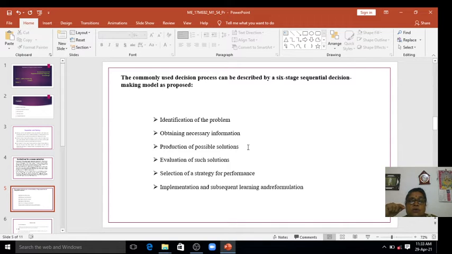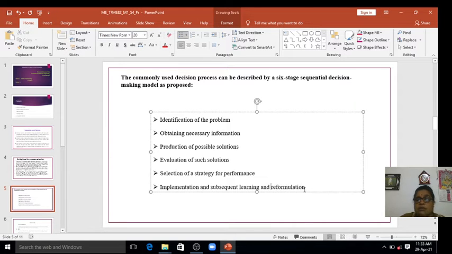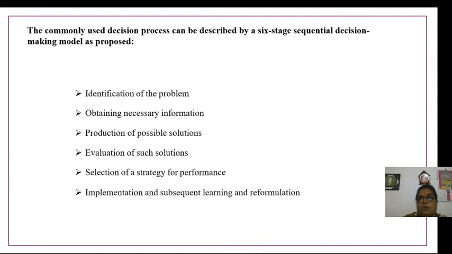Then comes selection of a strategy for performance. You have to select the strategy, objective or methodology for performance. Then implementation and subsequent learning and reformulation has to be done. These are the 6 sequential decision making stages for a proposed project or a part.